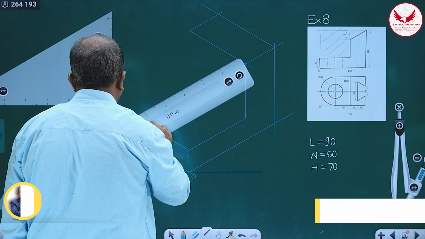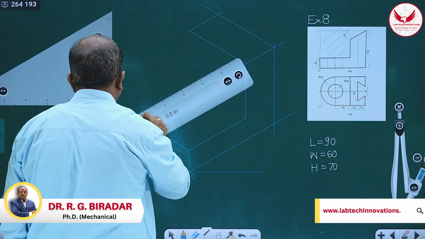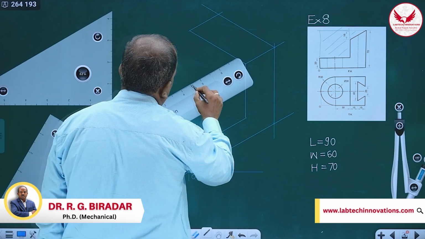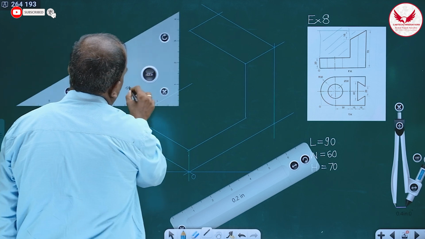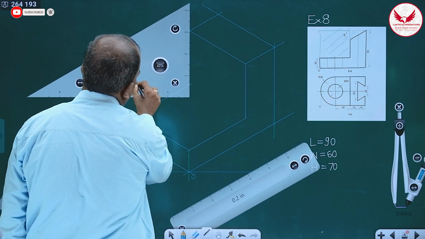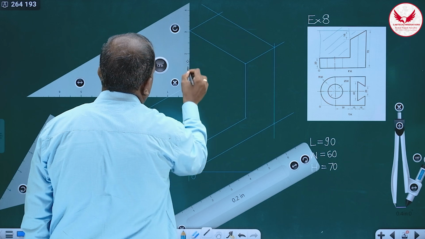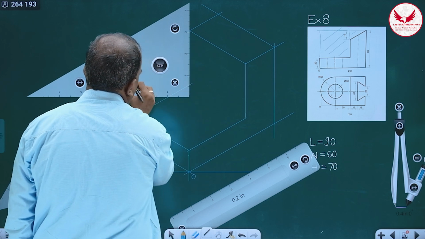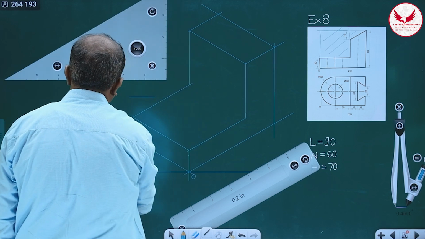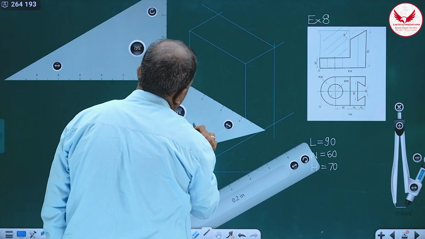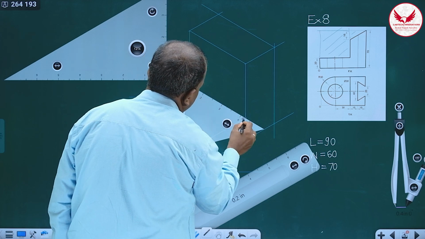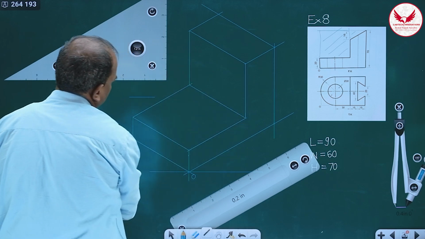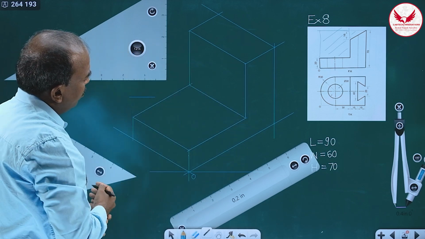Only 2 edges are there at this place, so the third edge you have to mark like this, or if a little bit more is there, anyway that is the light line. From this there will be a vertical edge, a vertical line like this, and from this intersection, this line. If your drawing accuracy is there, all these will match. So these 3 mean that the rectangular cut we have taken.